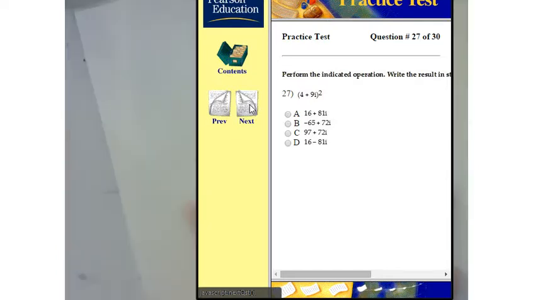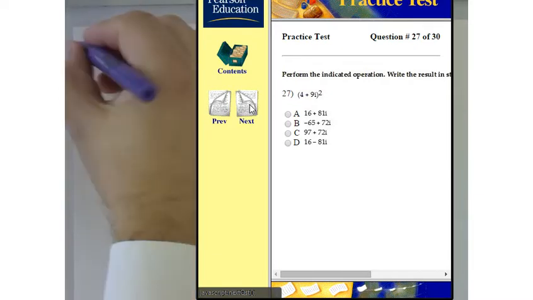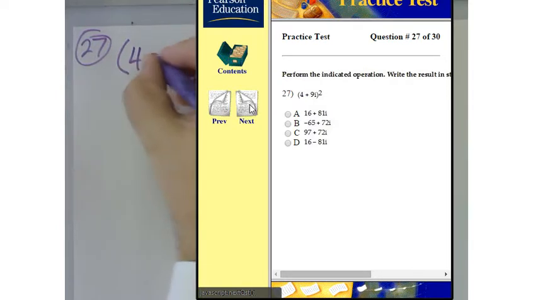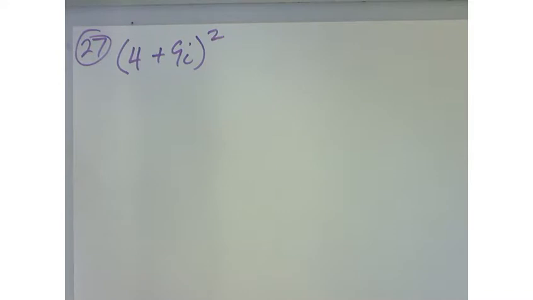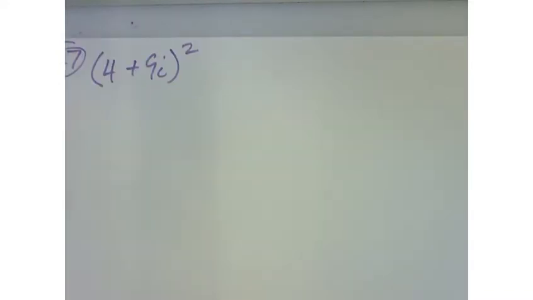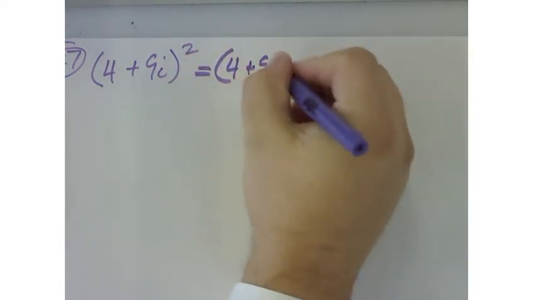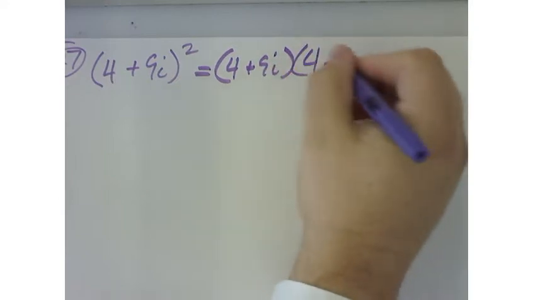We have to perform the following expansion, and we're given (4 + 9i) squared. So this is a real component and an imaginary component, but we're really just going to treat it like a binomial expansion. So this means (4 + 9i) times (4 + 9i).